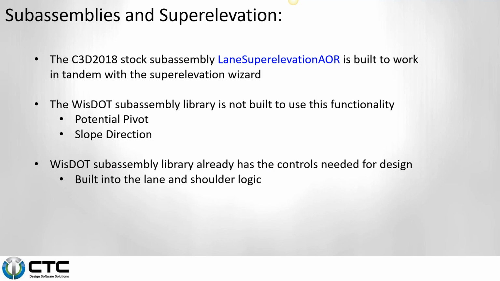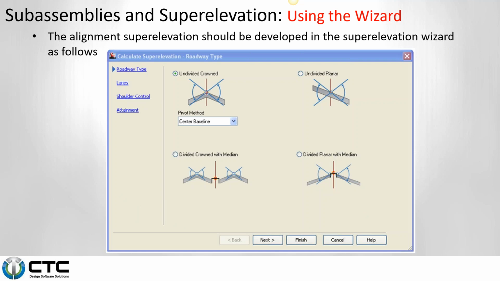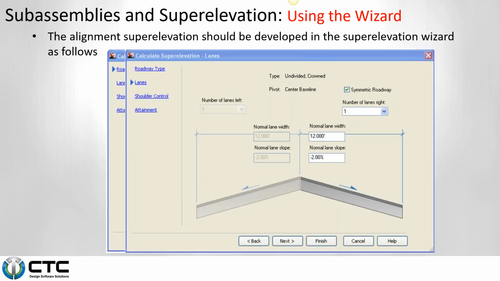So when you're using the superelevation, or your road has superelevation, there's a couple ways to build your subassemblies, or through the wizard. So within the wizard, the alignment superelevation should be developed in the superelevation wizard as follows. So typically undivided crown is what we're after on here. And then when we go to lanes, set the lanes, number of lanes, 1, 2, potentially 3. Nominal width, nominal cross slopes. Nothing's out of the ordinary yet.